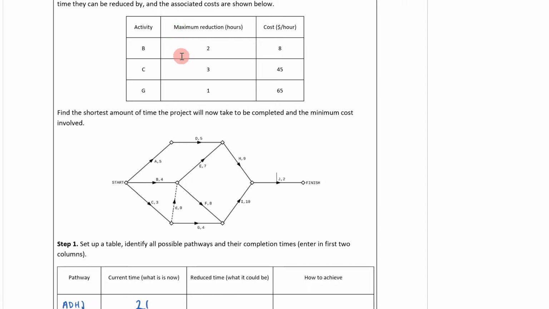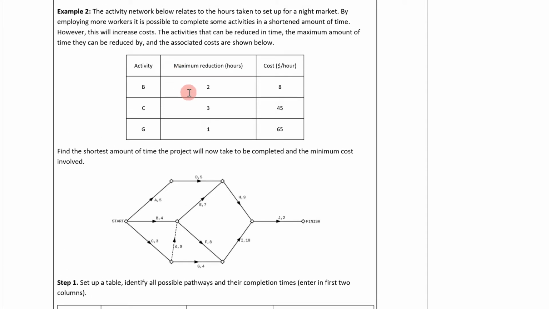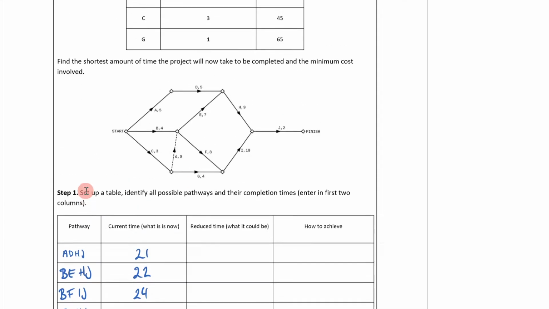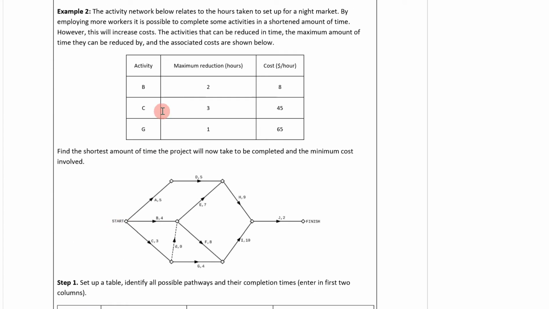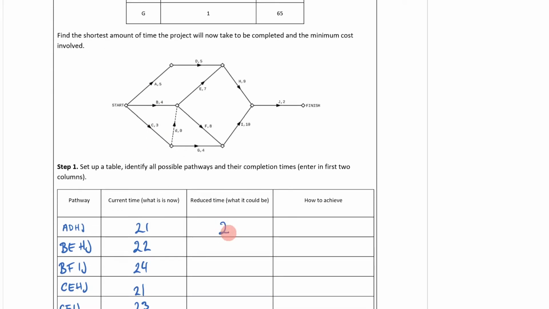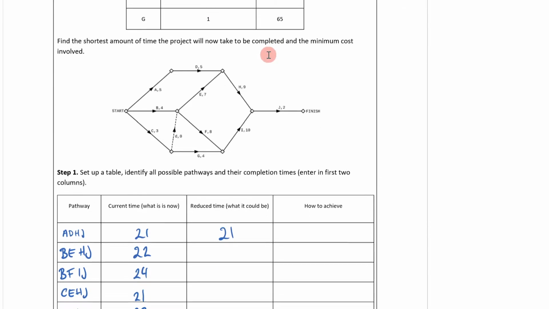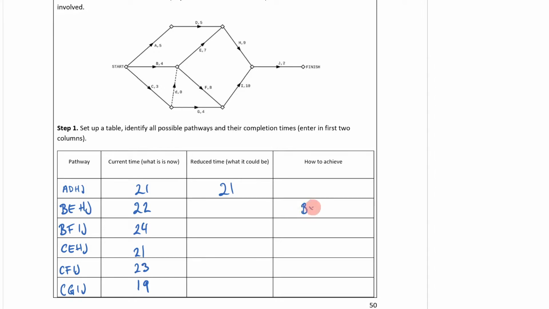But now what I want to do is find the reduced time. So that is, if I come up here, if I apply the maximum reductions to each of these. So if you see here, it says that activity B has a maximum reduction of 2 hours at $8 per hour. So what I'm going to do now is make all those reductions. So if I look at this one, A, D, H, J, there's actually nothing here I can reduce. So the reduced time just is 21. For the next one, I've got B, E, H, J. Well, I've got B there, which can be reduced by 2 hours at a cost of 8. So this is how to achieve it. I'm going B times 2, and this 22 is now going to become 20.